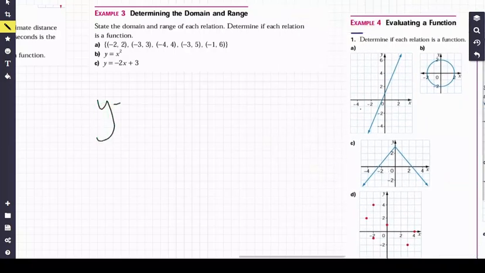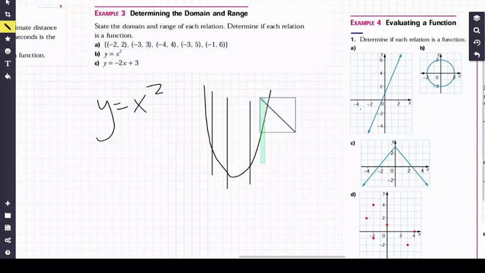Y equals x squared. We've been dealing with this for 2 years now. Let's go ahead and draw it. So it's just the parabola. So this is definitely a function for sure, because every x value has one y value. So you can go ahead and draw your lines. So this is a function.